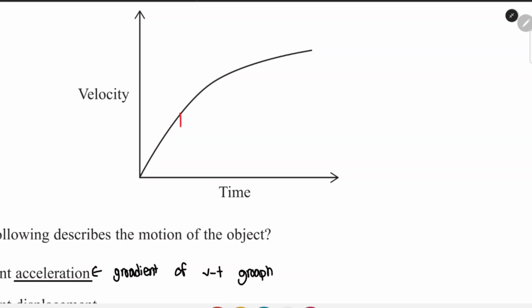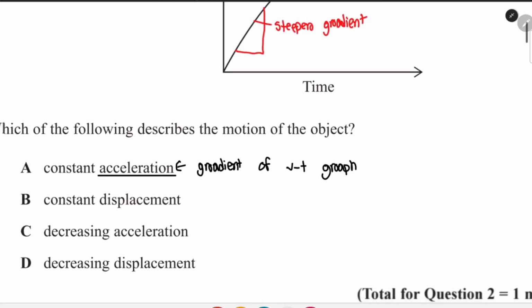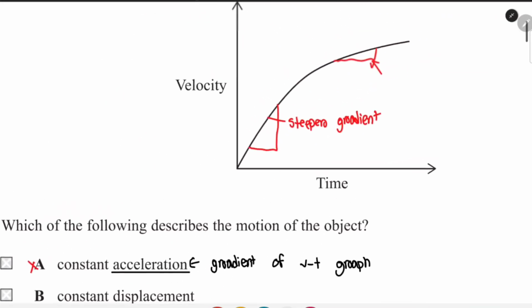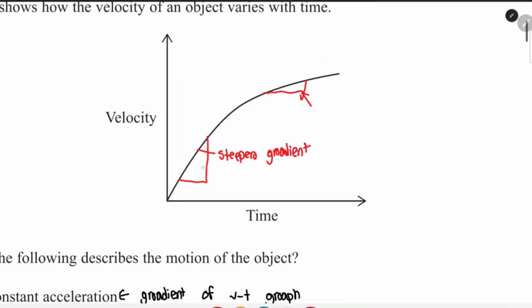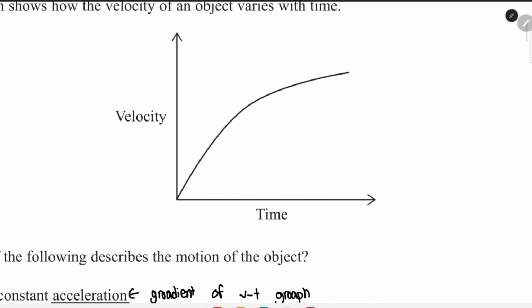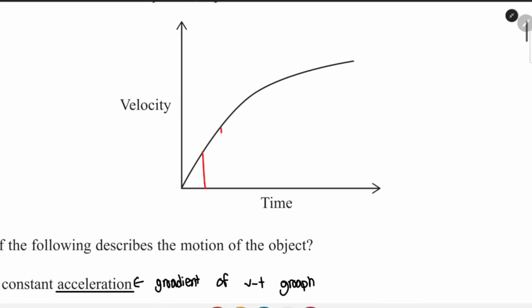However, if we see here, the gradient over here is more than the gradient over here. So this part has a steeper gradient than this part. So this is not option A. Option B talks about constant displacement. Constant displacement means that the area under the graph does not change. But if we look, we gradually keep increasing the area under the graph.